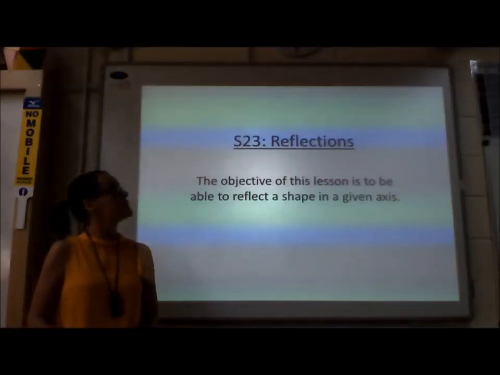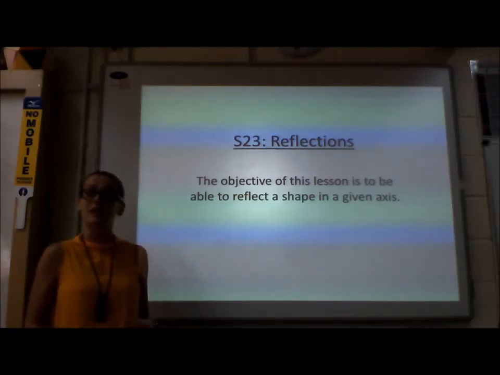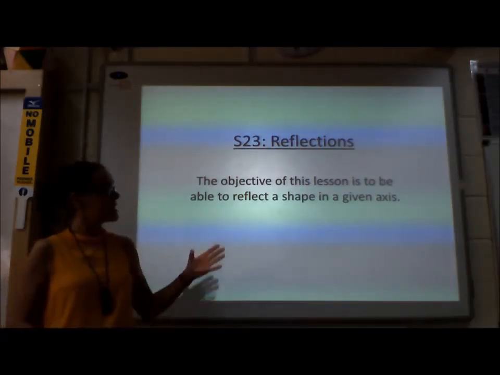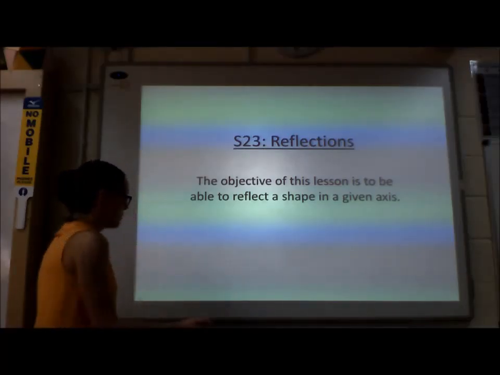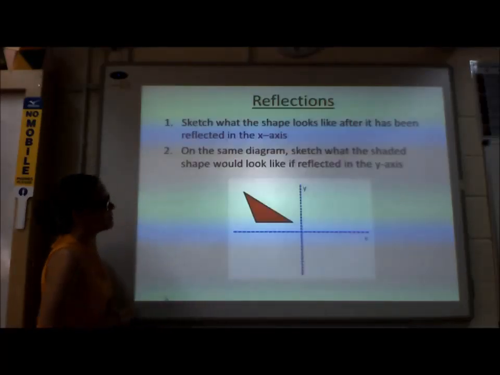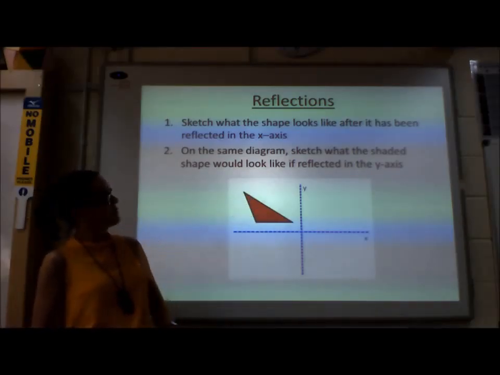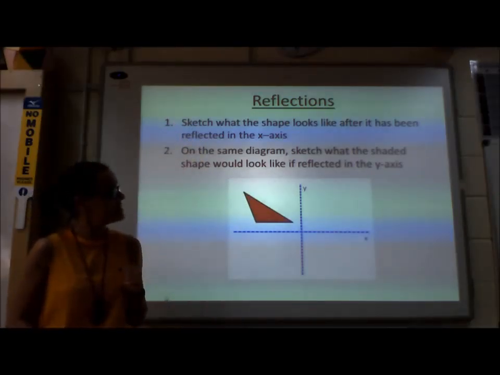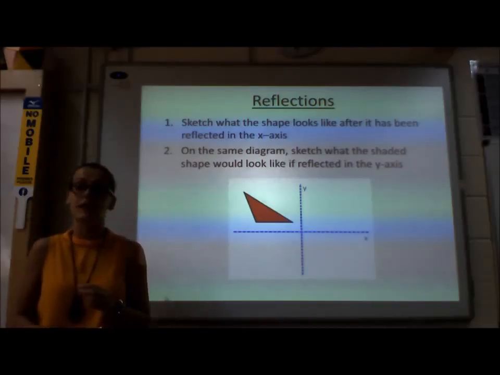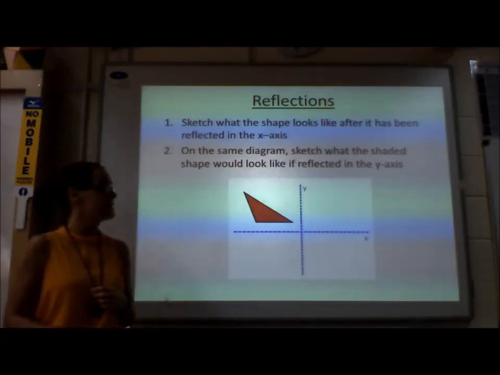So this is the video to go with card S23, which is all about reflecting shapes in a particular axis or line of symmetry. We are given a triangle on our card, and we're asked first of all to reflect it in the x-axis, and then on the same diagram to sketch what that shape would look like if we were to reflect it in the y-axis.